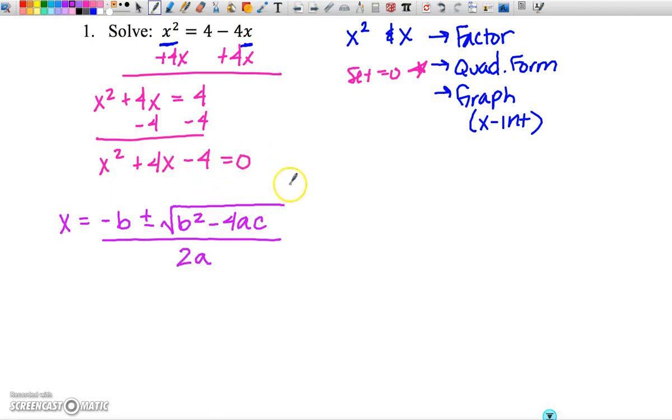Well, we're looking at our information here, and remember your a term is your number in front of your x squared. So since there's nothing there, that would be a 1. Your b term is going to be your 4, your positive 4, I should say. It's a positive. And then your c is negative 4. So anywhere you have a c, you're going to put negative 4. Anywhere that you have an a, you're going to put 1. And then in the places where you have b, you're going to put a positive 4.